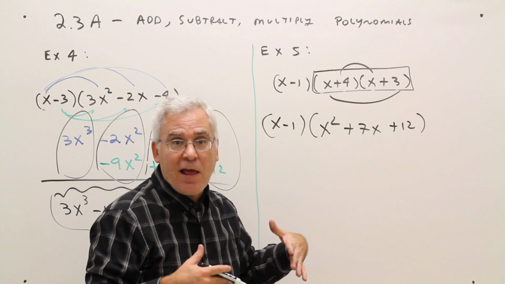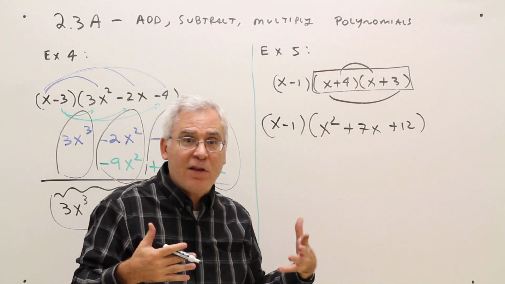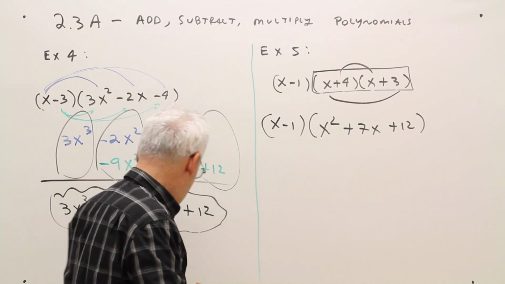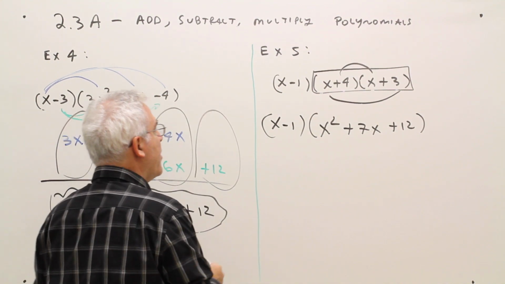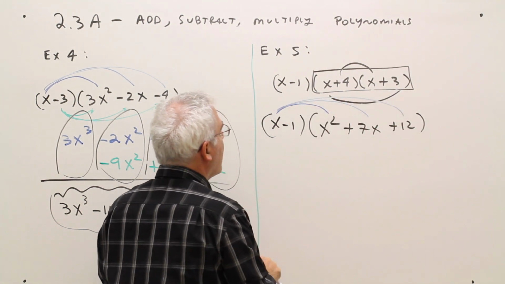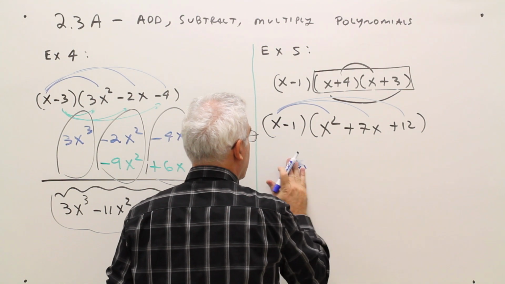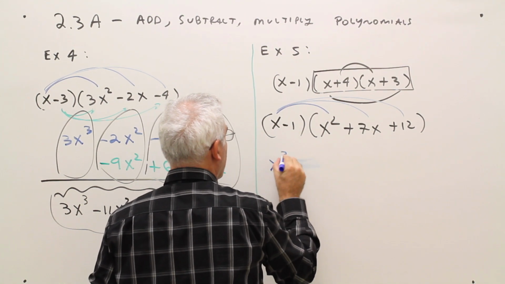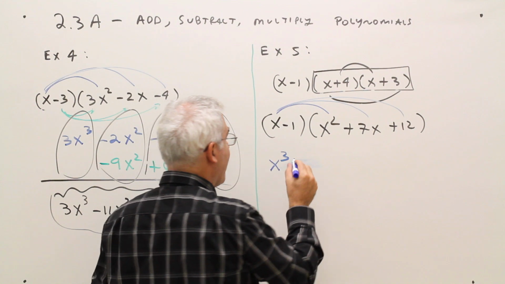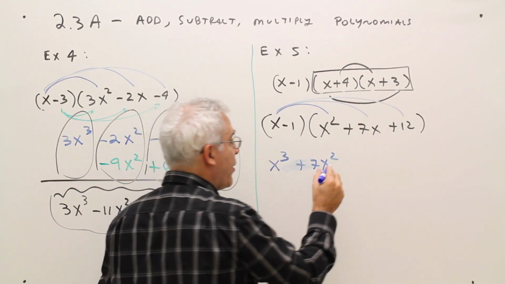Again, I strongly encourage you to do those last two binomials first. I think it just makes for fewer mistakes. All right. So same thing. I'll go blue. All right. So x times x squared is x cubed. I'll leave myself some room. X times 7x is 7x squared. X times 12 is plus 12x.